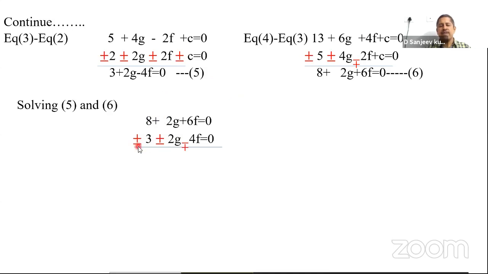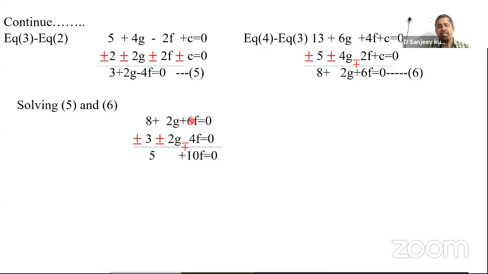Here I have taken equation 6 minus equation 5. Instead of plus, I put a minus sign. Now instead of plus, you got a minus sign. Instead of minus sign, you have to put a plus sign. So what do you observe? It is 2g minus 2g. So these two will cancel off. Now it is 8 minus 3. What is 8 minus 3?